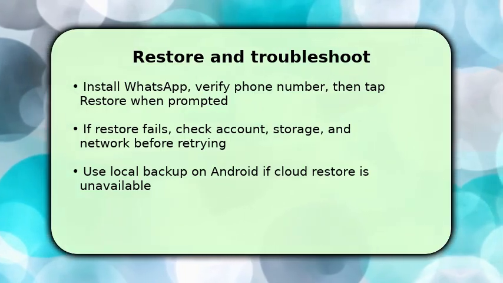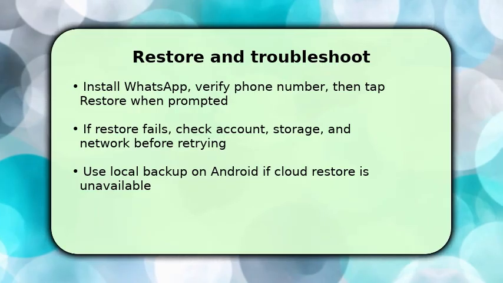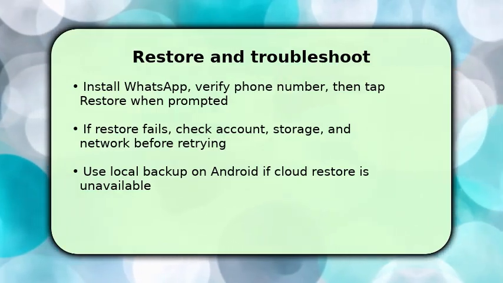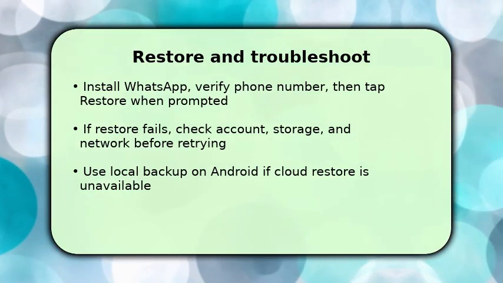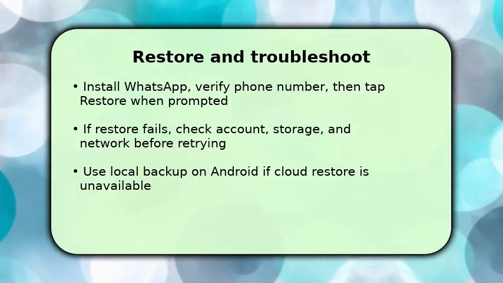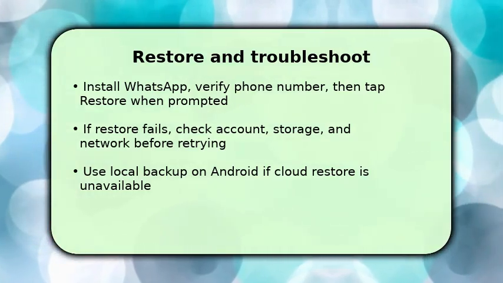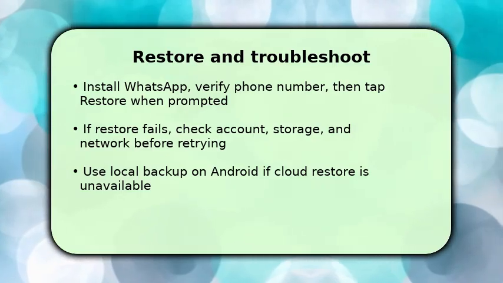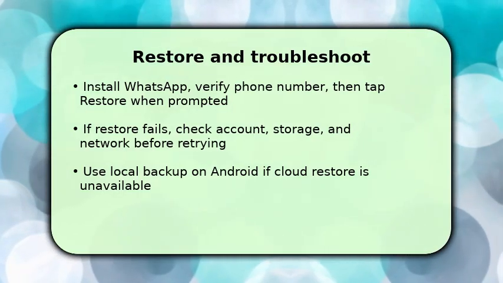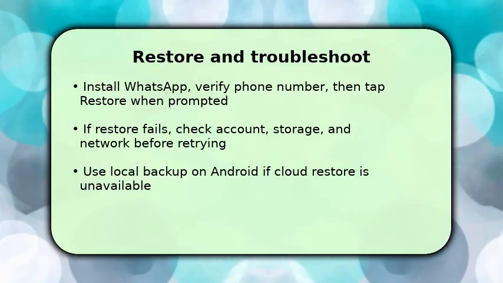If the restore fails, stop and check that you're signed into the correct Google or iCloud account, confirm enough cloud storage, and switch to a stronger network. For Android, you can also restore from a recent local backup stored on your device. Remember, one key tip: if problems persist, reupload a fresh manual backup from the original device and retry.